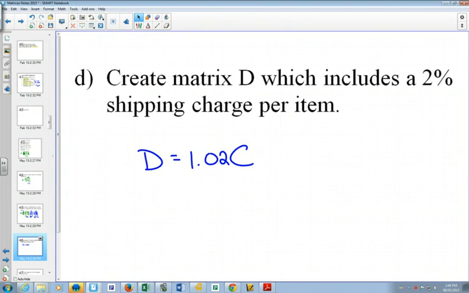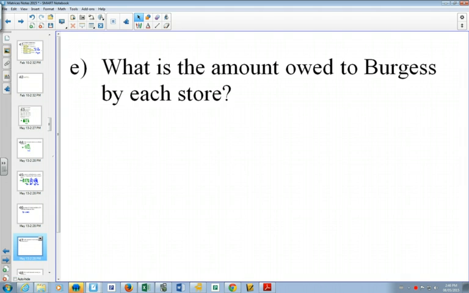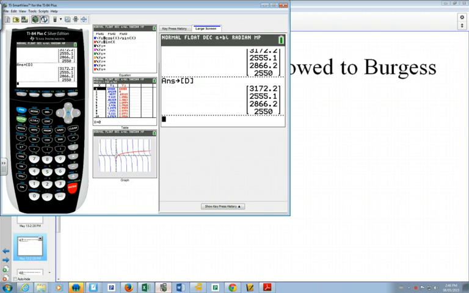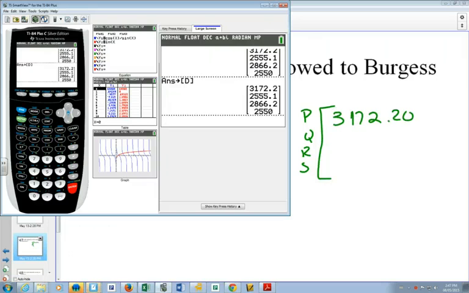So there's the shipping charge per item. So what is the amount owed by each store? Well, we just had that on our calculator from D here. I'll just drag that over. Uh-oh. We're glitching. I'll just write it down. P, Q, R, S: 3172.20, 2555.10, 2866.20, and 2550.